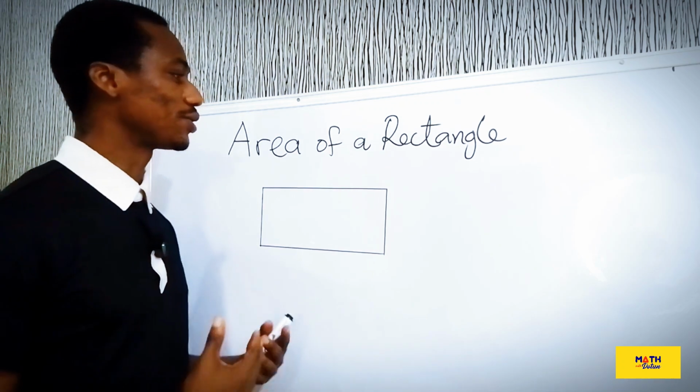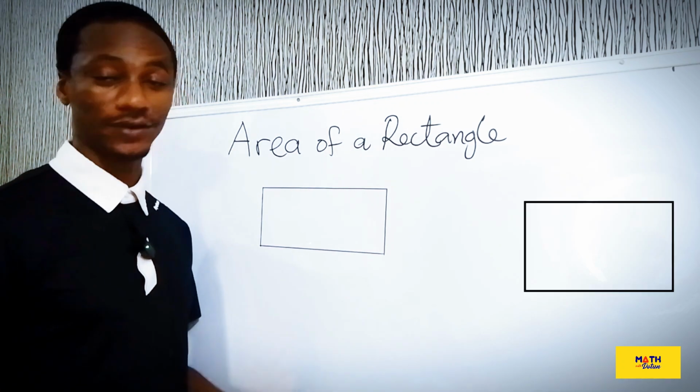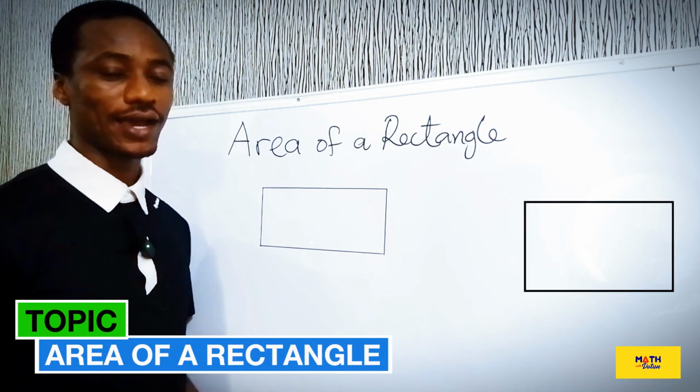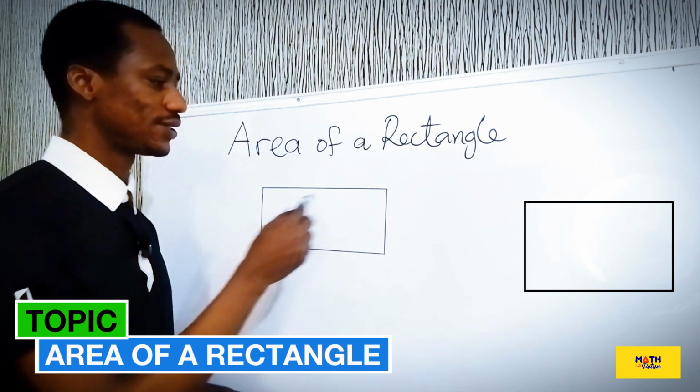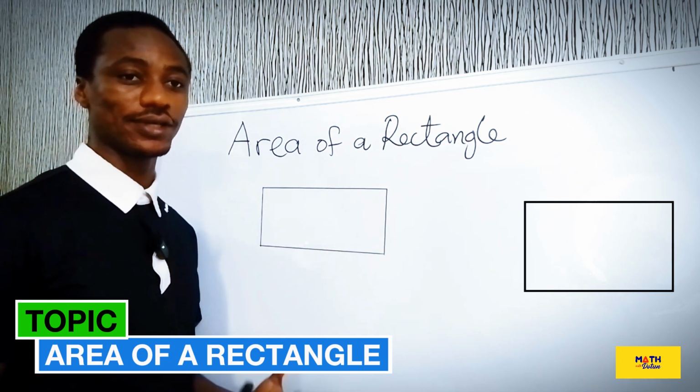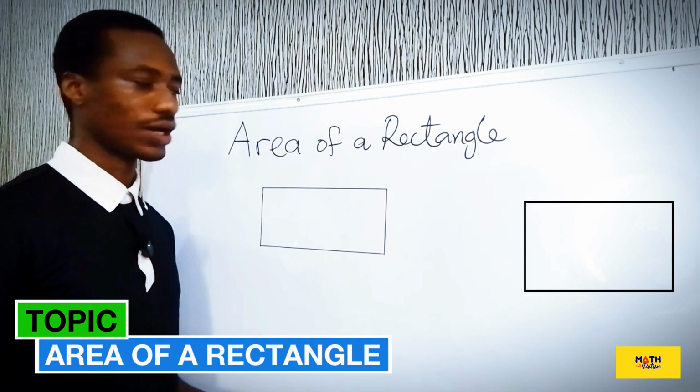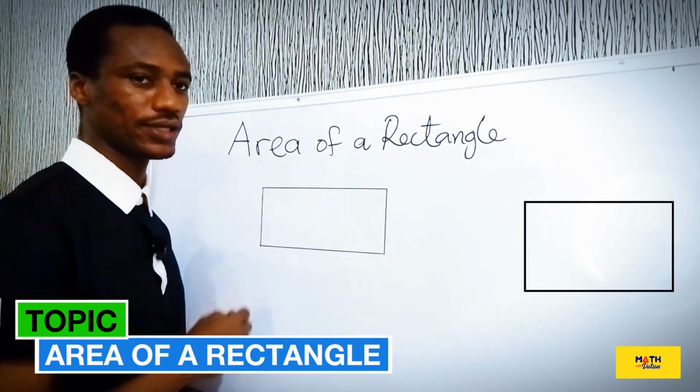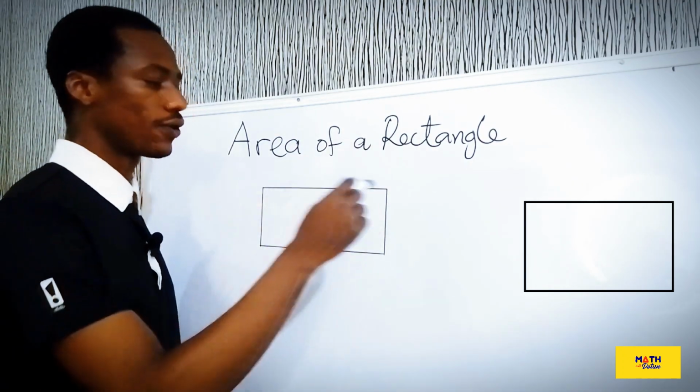In this series, we're going to be looking at the area of a rectangle. The area of a rectangle. And this is a rectangle here. A rectangle is a quadrilateral, a shape with four sides.